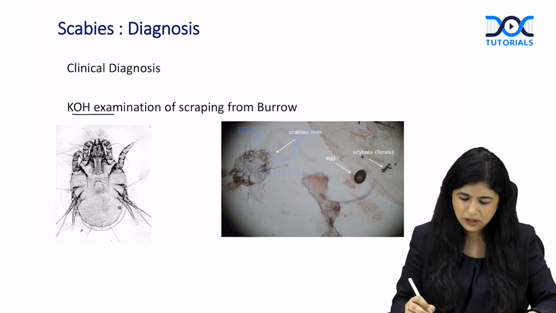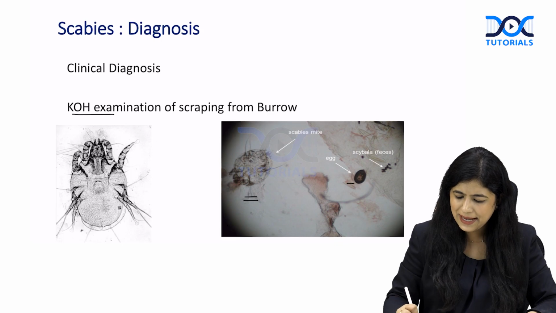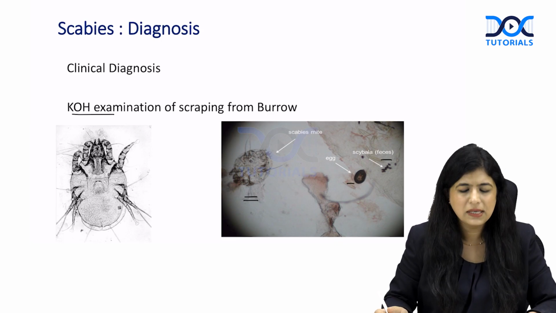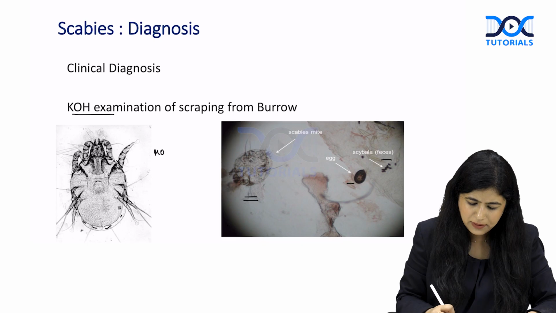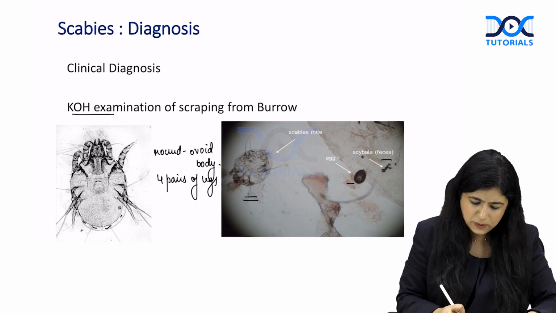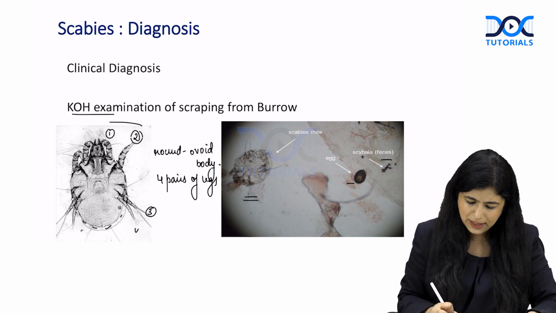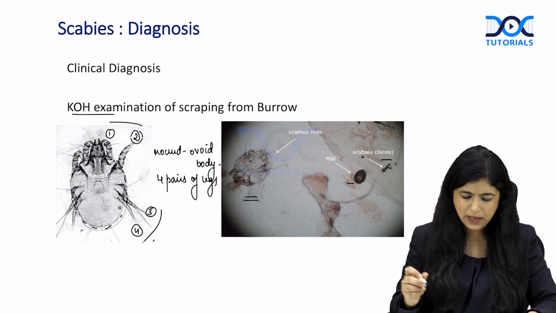Now, the diagnosis is mostly clinical, depending upon the history as well as the examination. Sometimes a KOH examination can be made from the burrows in case of doubt. You see the mite, its eggs, as well as the feces, which are called scybala. When you look at the mite, you see that it has a round to ovoid body with 4 pairs of legs. 2 pairs are present anteriorly while 2 pairs are present posteriorly. So in total, this mite has 4 pairs of legs.